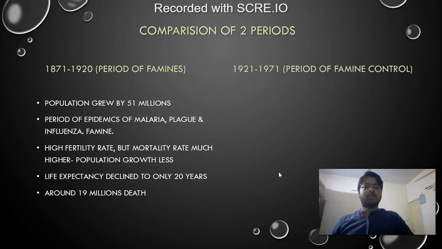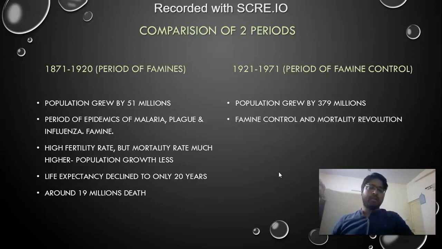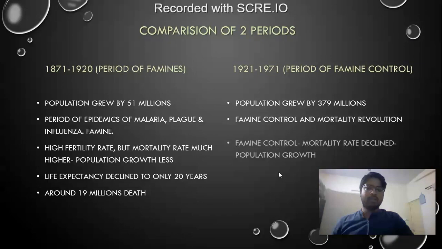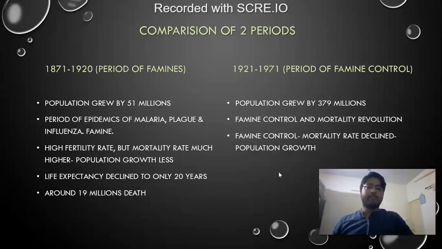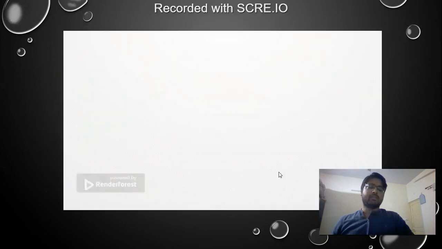The next period is a period when many famine control measures were taken, and due to that, the population grew by 379 millions. So now you can see, observe, that in the first period of 50 years, population grew only by 50 millions, and in the next period of 50 years, almost 8 times. This happened due to many famine control measures, which led to a decline in mortality rate and increased population growth.